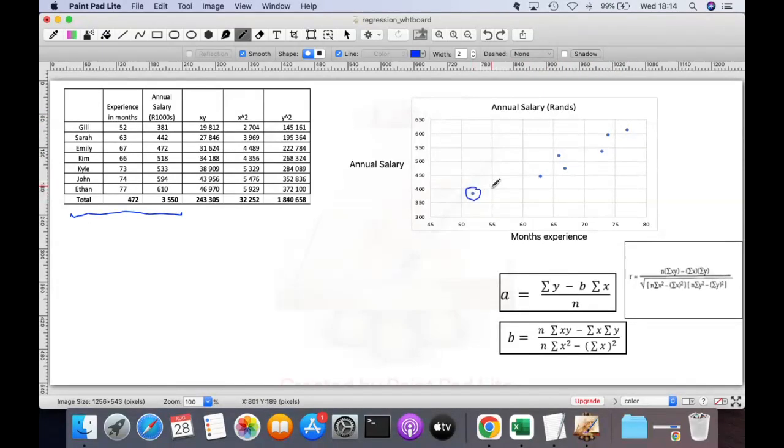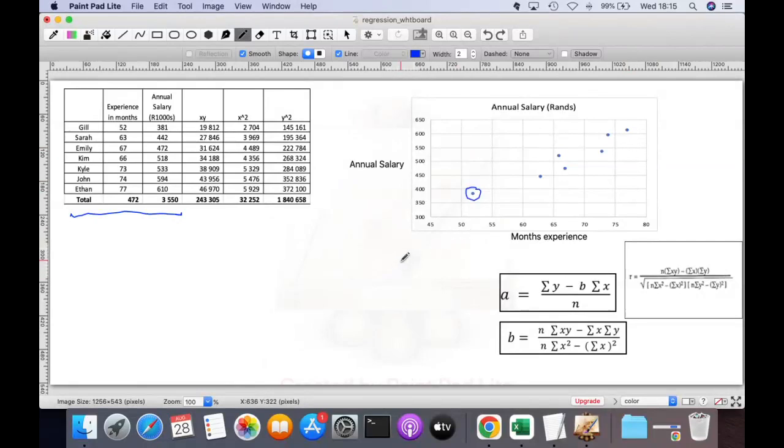There is some degree of high school mathematics in terms of gradient and intercept, but don't worry too much about that now. I'll explain that in a second. What you need to understand for now is that it slopes upwards, so there's a positive slope. That means as your x increases, your y increases. In this problem, your x is your months of experience and your y is your annual salary.